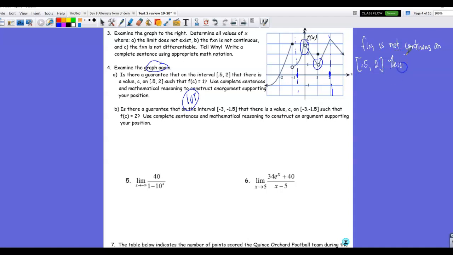Therefore, there is no guarantee that f of c is equal to 1. And that's really all I have to state. I don't have to say because of the intermediate value theorem, because it's really not because of the intermediate value theorem. We can't even apply the intermediate value theorem because the condition is not met. So once I declare that the condition is not met, then I can go ahead and say, I can't promise you that there is a y value of 1.